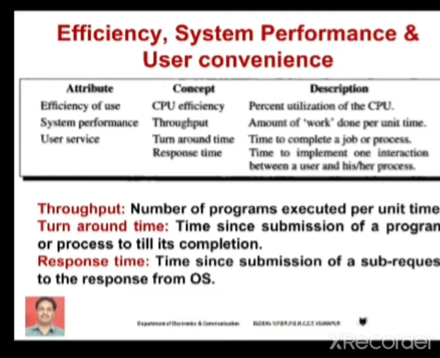Then we have turnaround time. So actually it is the time since submission of a program till its completion. In general, I can say that it is the total time required to complete execution since its submission till its completion. The turnaround time can be defined as time since submission of the program till its completion. Say for example, you assume that you have given a program for execution at 11 o'clock, and if it completes its execution by 11:05, then we can say that the turnaround time for this program is 5 minutes, right?